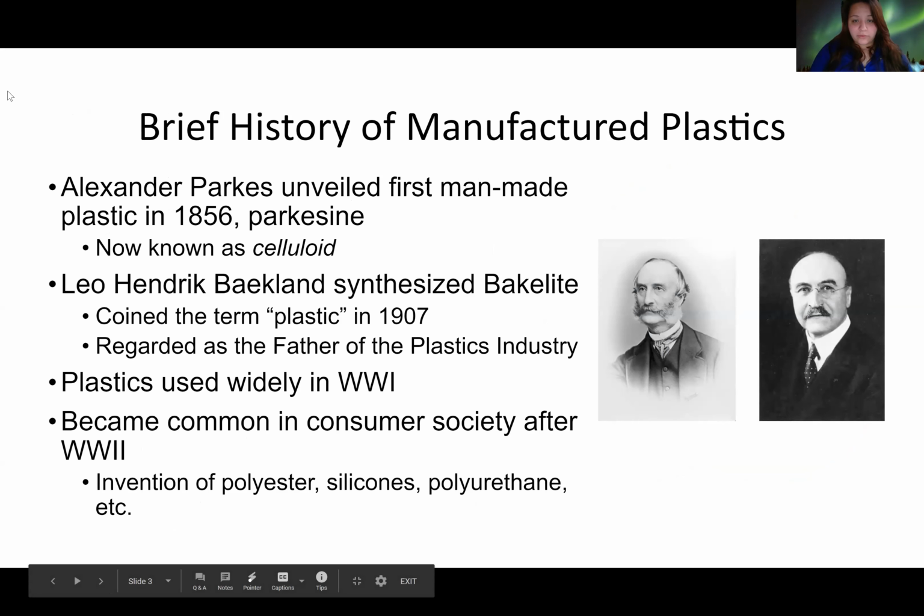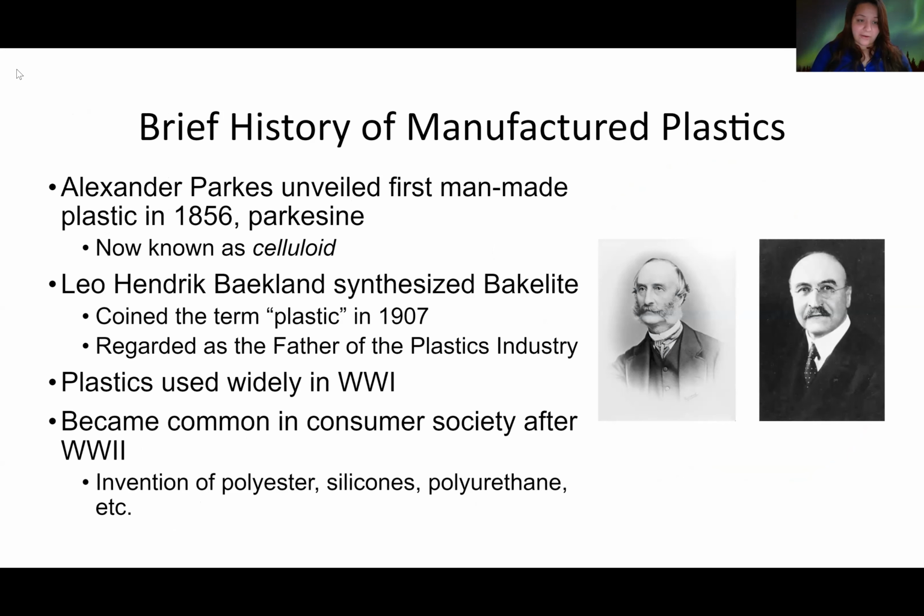So just a little overview on plastics and how they started out in our lives. The first form of man-made plastic was made by a man named Alexander Parkes in 1856. He called it Parkesine. It's now known as celluloid. And then a little bit later, towards the 20th century, Leo Hendrik Baekeland synthesized what he called Bakelite. He coined the term for plastics in 1907, just because it was easier than Bakelite, and he is considered the father of the plastics industry, basically, for the world.